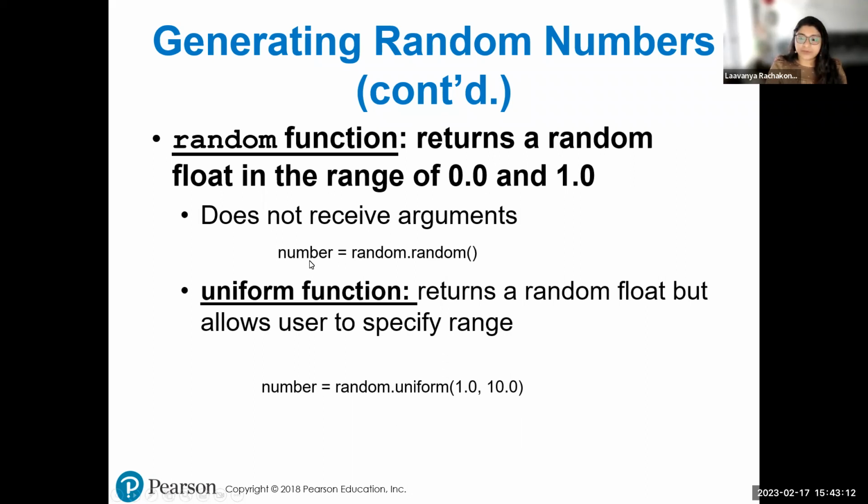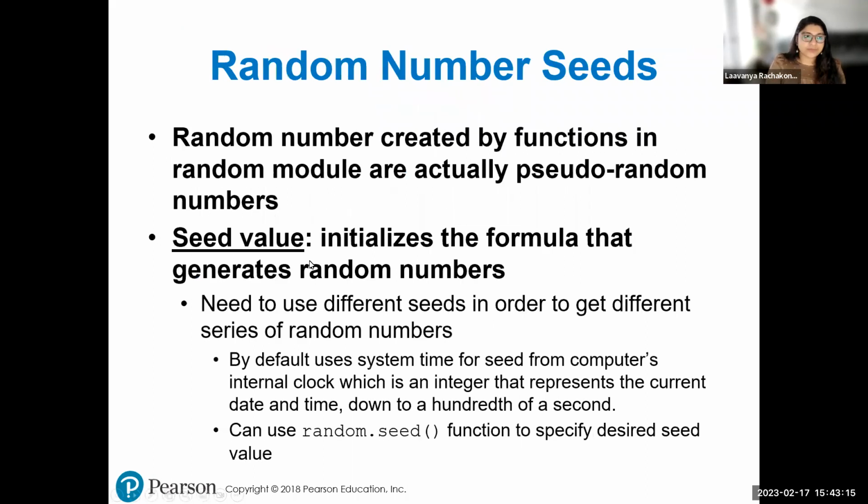Okay. So the next topic is random number seeds. The random numbers created by these functions are actually pseudo-random numbers. And the seed value is the value that will initialize the formula that generates the random numbers. So when you are trying to work with the internal clock of your computer, in that case, you can just use the random.seed function to specify the desired seed value. But that is for the future.